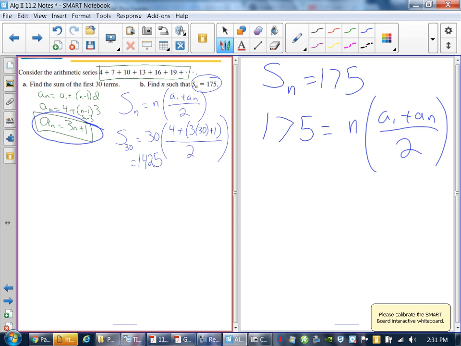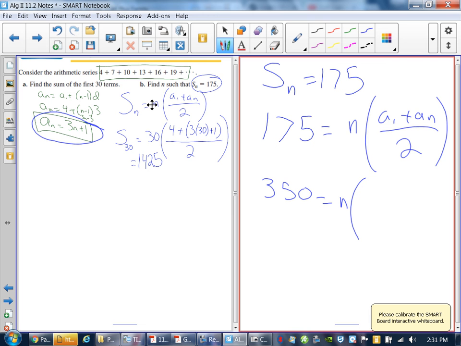I'm going to move the divide by 2 right away. Double 175. What do you get? Math. Math, good. Otherwise known as 350. It's going to be n times our first term, which was 4, plus our nth rule, which was 3n plus 1. Which means in the parentheses is now 3n plus 5, and I have to distribute the n.